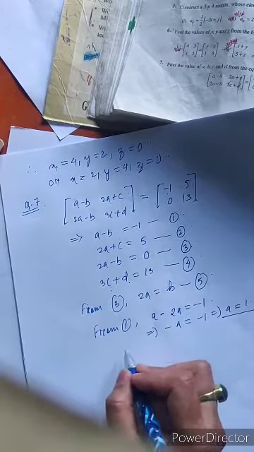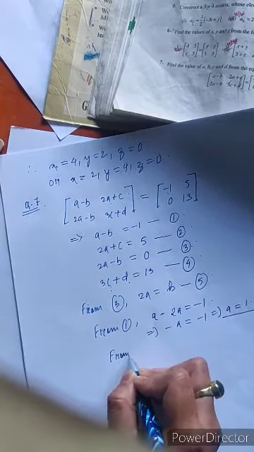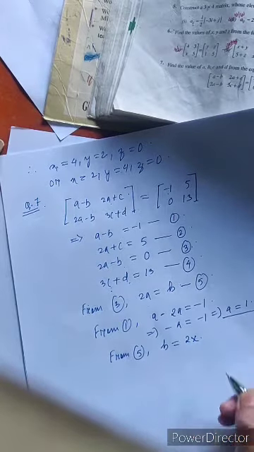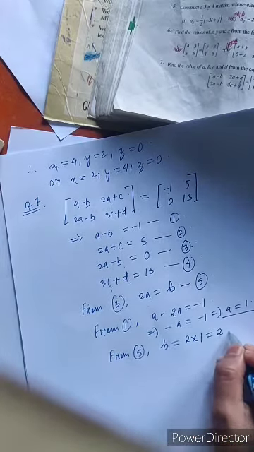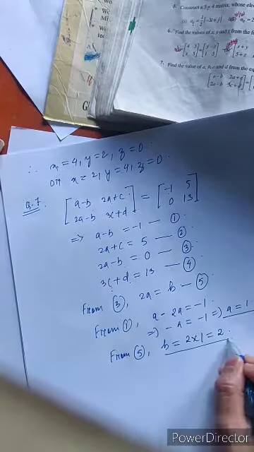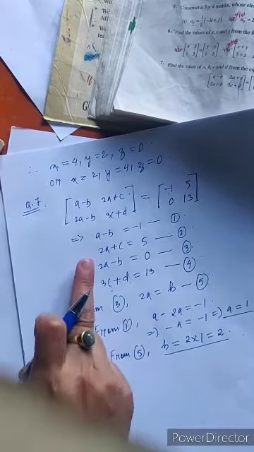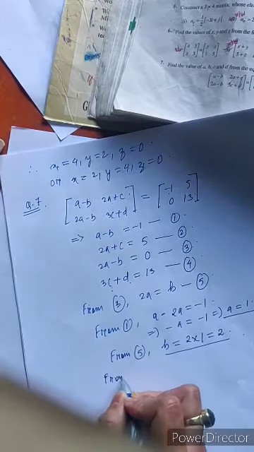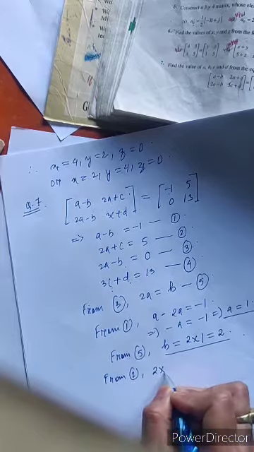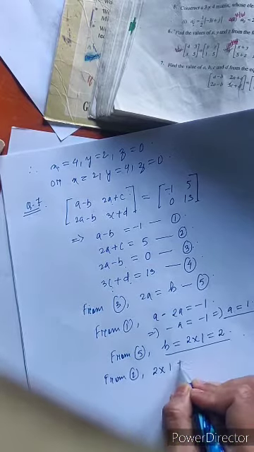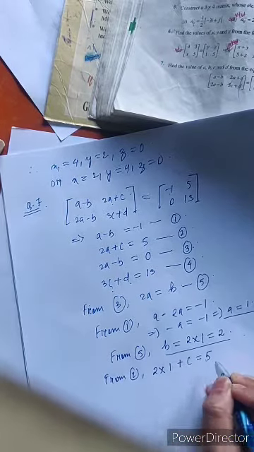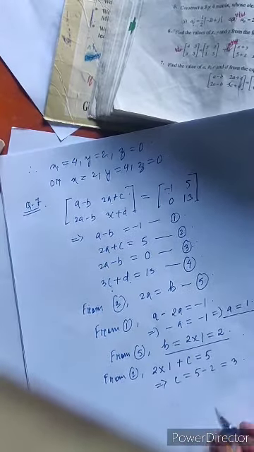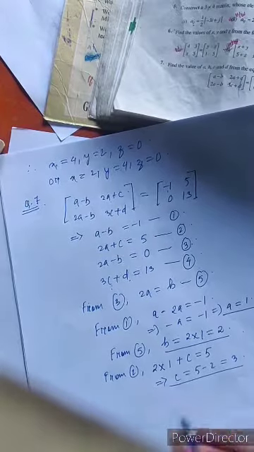The value of a is found. From equation number 5, the value of b is given by 2 times of a. A is equal to 1, so the value of b is 2. Then by using the value of a in equation number 2, 2 times of a plus c is 5, where the value of a is 1, which implies that c will be equal to 5 minus 2, which is 3. The value of c is found to be 3.